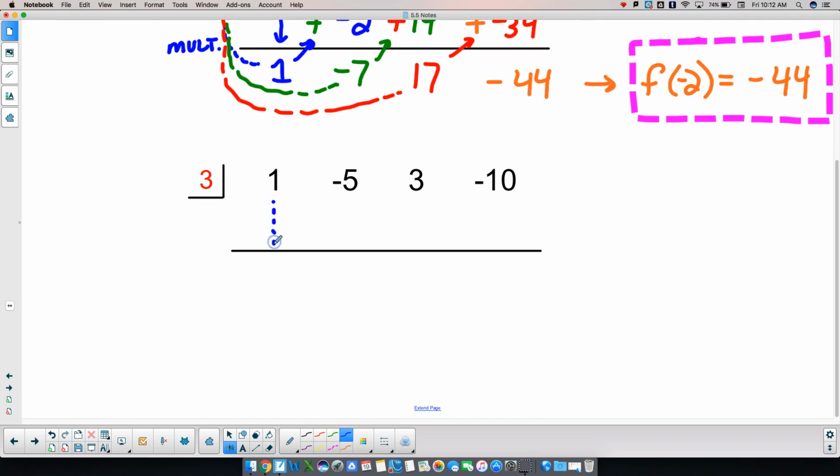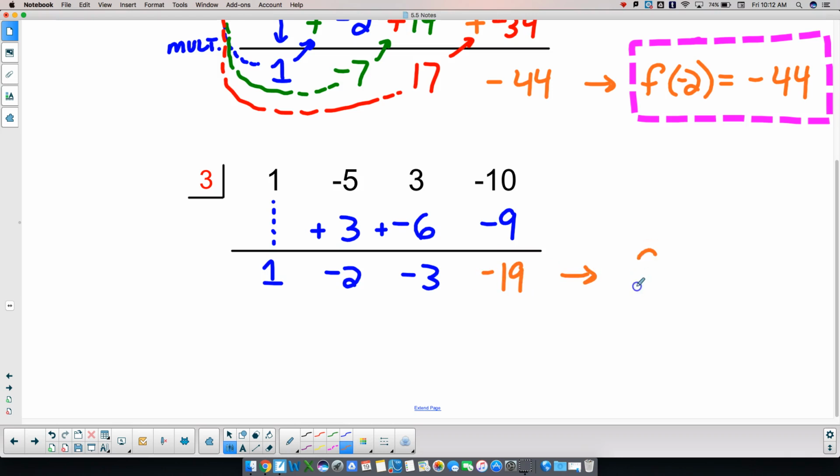Drop, multiply, add, multiply, add, multiply, add. F of 3 is negative 19.